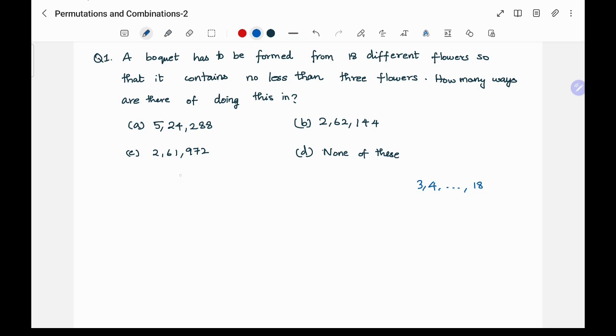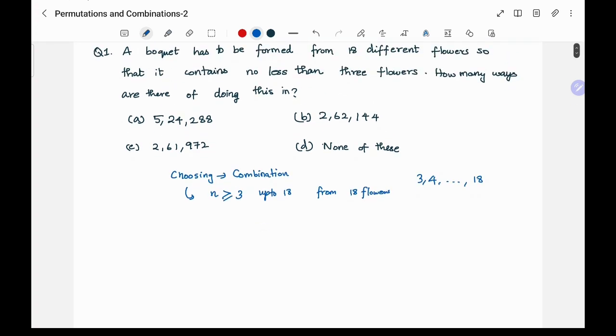So we have to choose, right? This is choosing. So choosing is nothing but combination. So what we have to choose? We have to choose greater than or equal to 3, correct? So any n greater than or equal to 3 up to 18 from 18 flowers. So what will be the total? So it will be 18C3 plus 18C4 and so on up till 18C18, right?